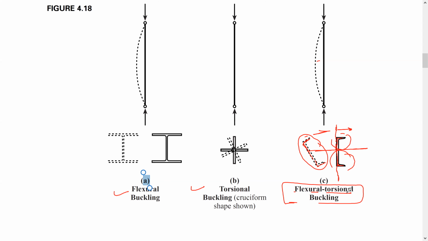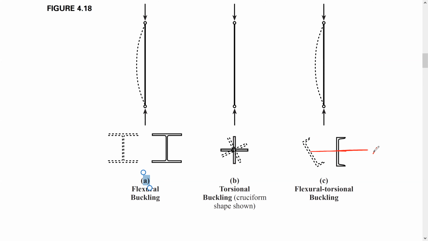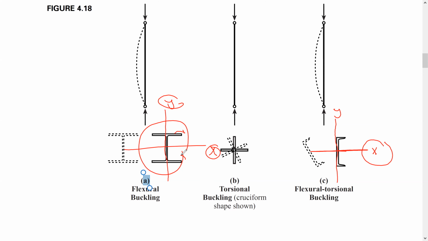Okay, so once again, this is the axis of symmetry. It's symmetric about the x-axis but not about the y-axis, so we do have one axis of symmetry. If you look back here, we do have x and y, and the cross section is symmetrical about x and about y. So that's what we have if we have a symmetrical or unsymmetrical cross section.